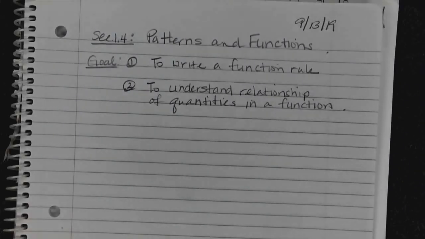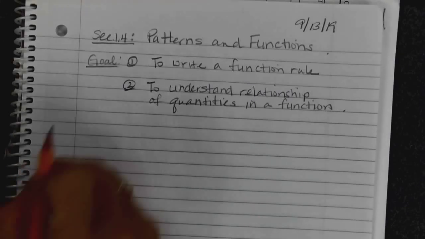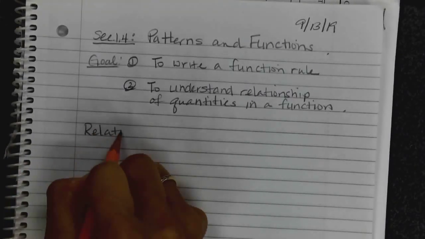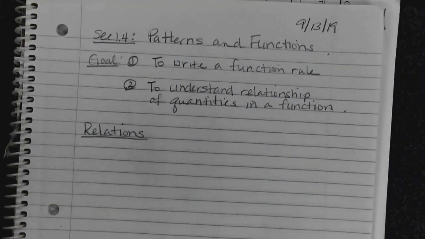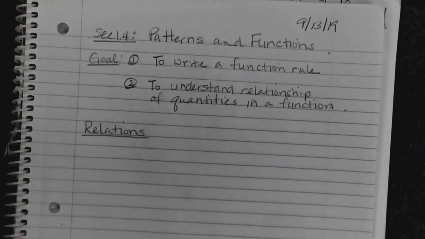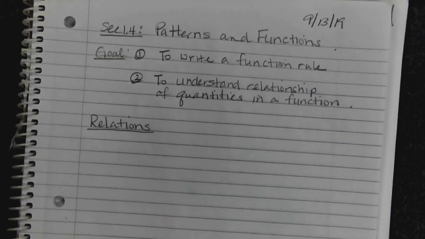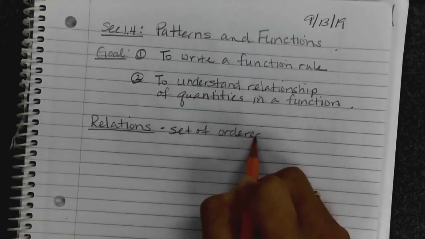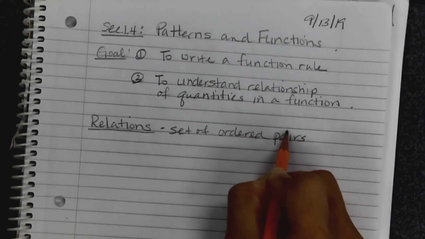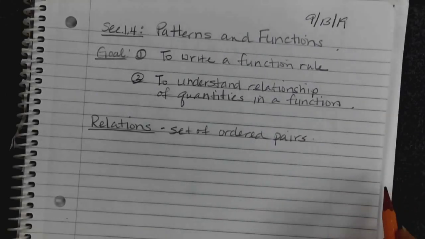I am going to go over some vocabulary words. If you know it, raise your hand and I may call on you, okay? All right, first of all, let's start with the word relation. A relation is a set of ordered pairs that shows the relationship between two different quantities. So this is a set of ordered pairs. Does everybody know what an ordered pair is? What is an ordered pair?